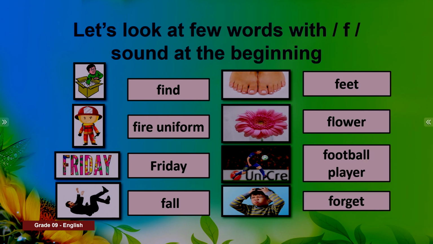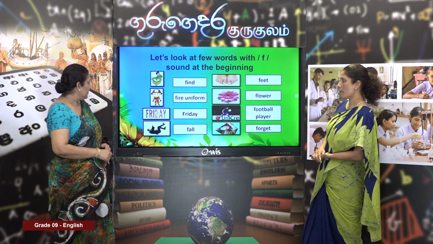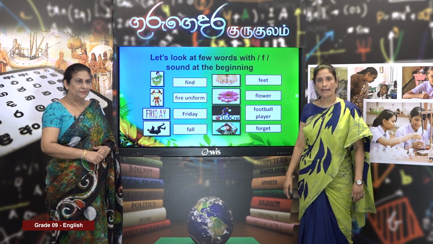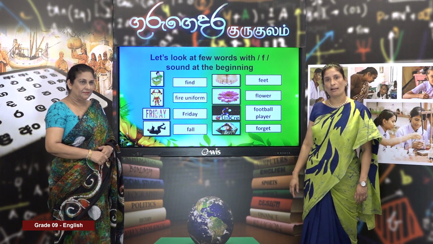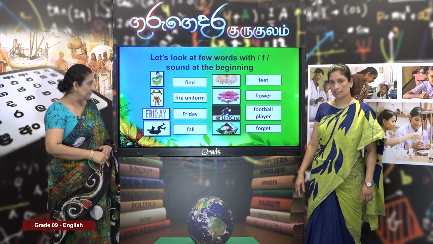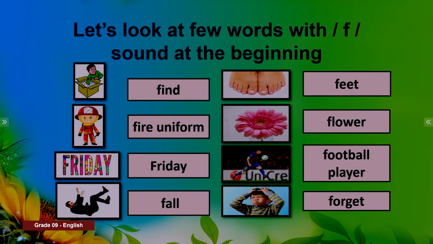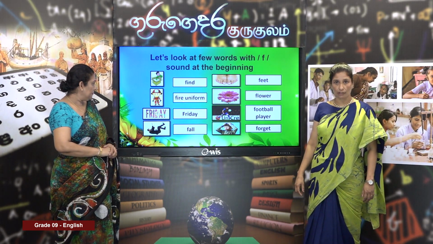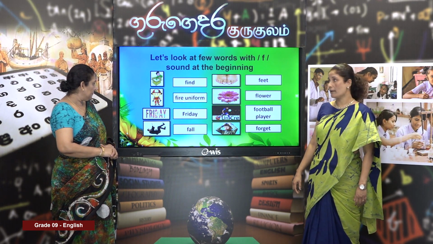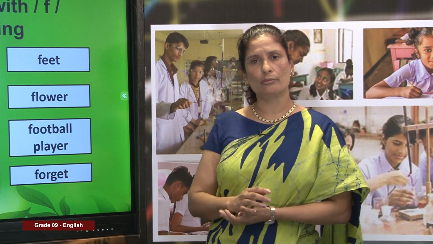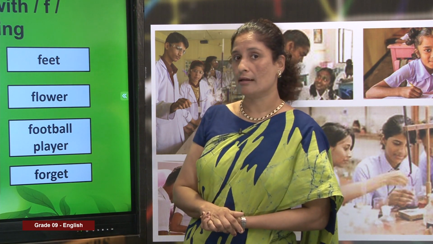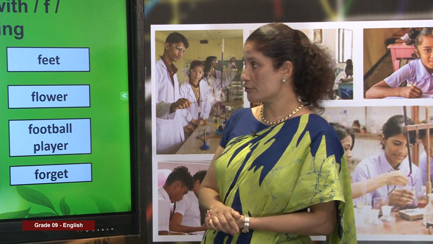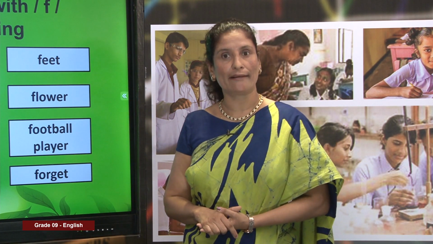Right. We'll read them again. Find. Fire uniform. Friday. Fall. Feet. Flower. Football player. Forget. Okay. Here children, you are able to read aloud the words by looking at the words, and also you were able to see the pictures and understand the meaning, and also you were able to get the spelling correct.